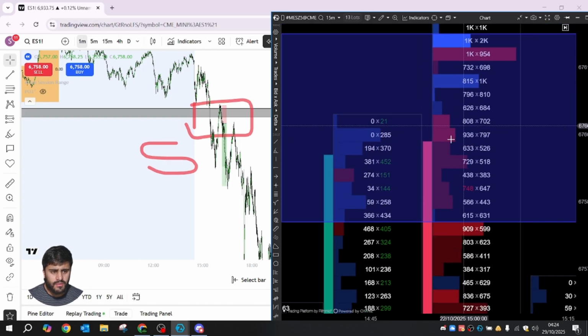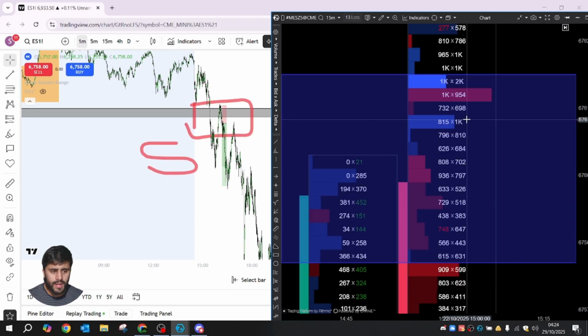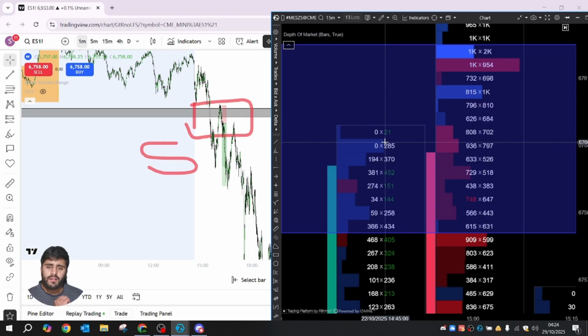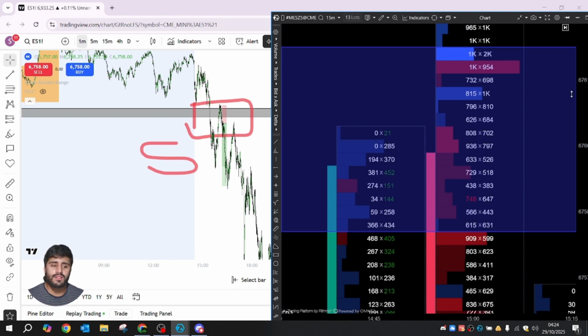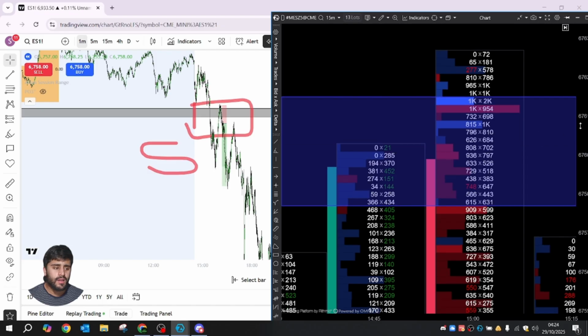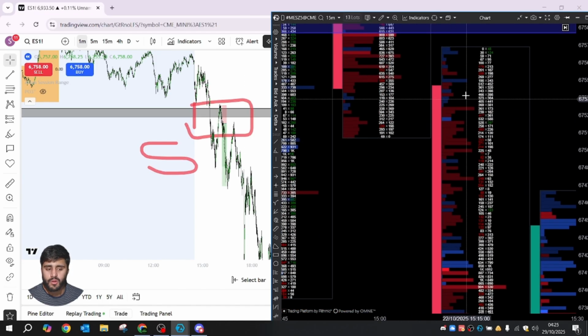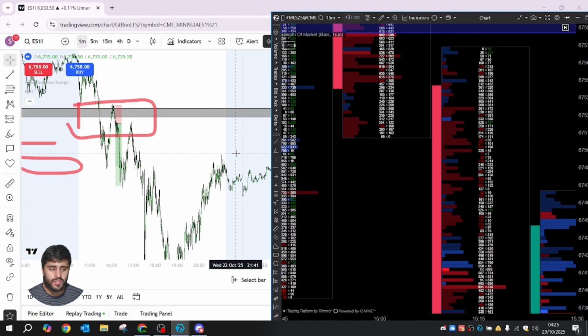0 for 285, 8.15 for 1K, and then we had 1K for 2K. But specifically, look at this 0 for 285, right? We had a ton of aggressive sellers, right? Positive delta, but we were unable to really break above this level. We only had a tiny wick above this level. And what we can see is the market broke the previous candle's low, right? This gives us the selling confirmation.